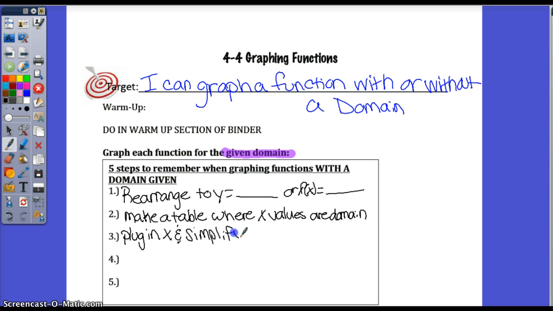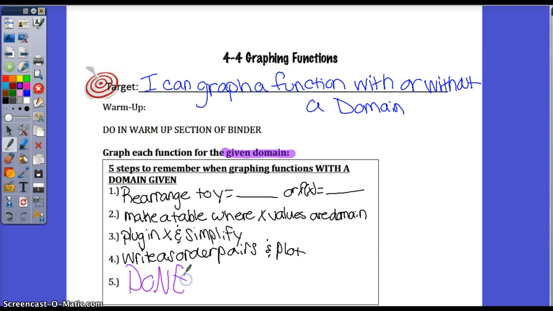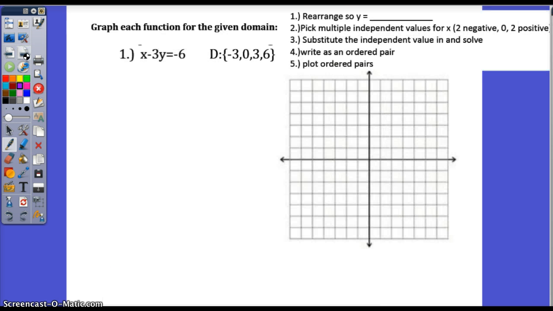The next one is to write as ordered pairs. And what do you always do with them? And plot. So after you plot them, guess what, guys? You are done. Just ordered pairs, just ordered pairs, just ordered pairs. That's really important. So let's go ahead and do this with number 1.